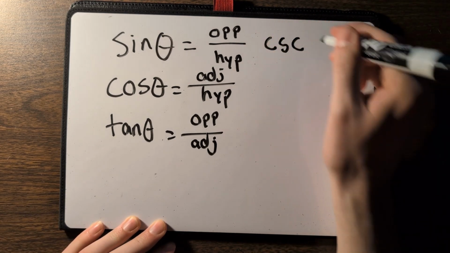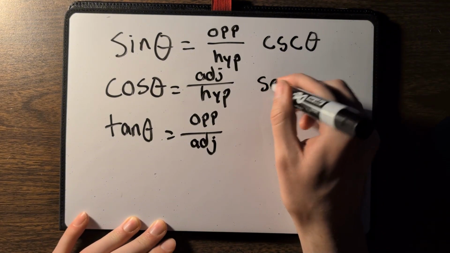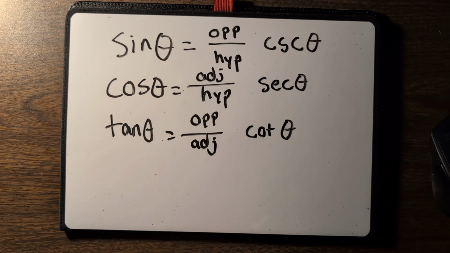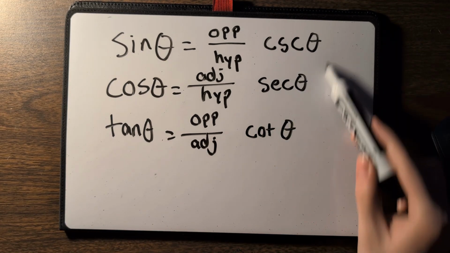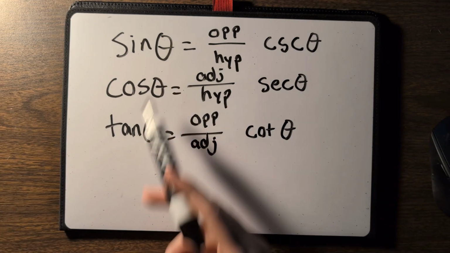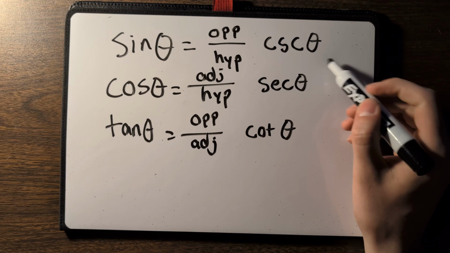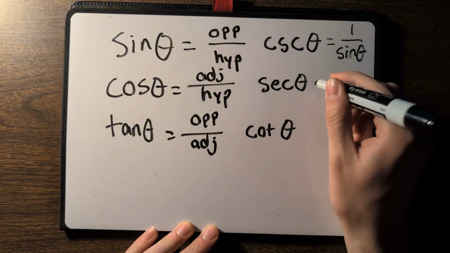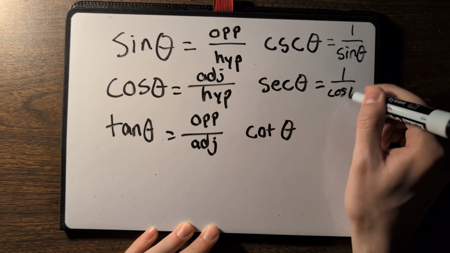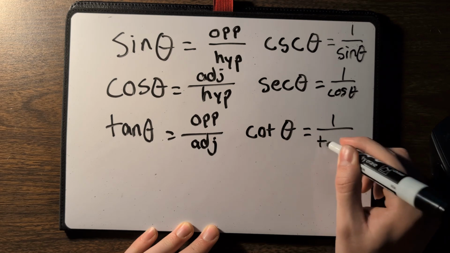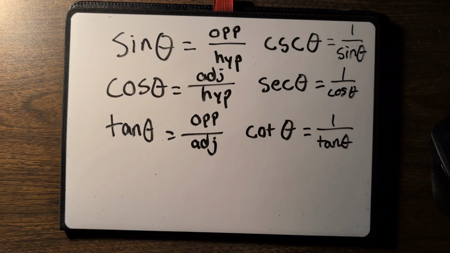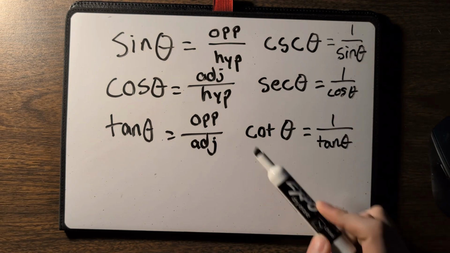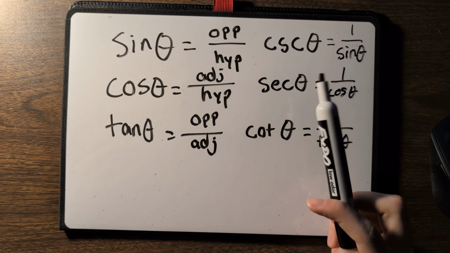These are cosecant, secant, and cotangent. Now, you may be thinking, we already have all this stuff, why do we got more? Well, this one is just 1 over sine. This one is 1 over cosine. And this one is 1 over tangent. It's really that simple. So these could come useful in other problems, other applications.